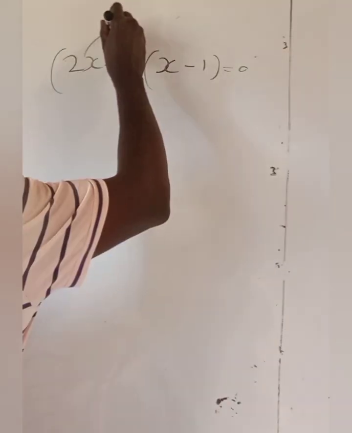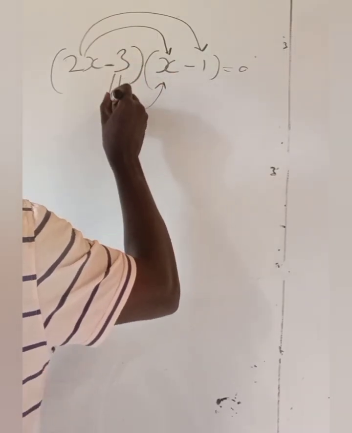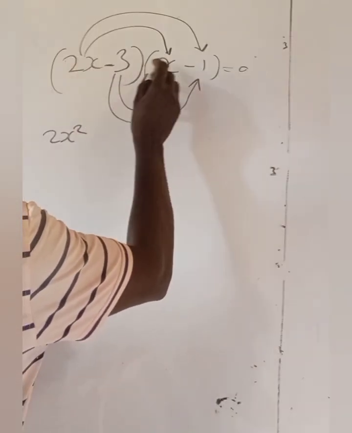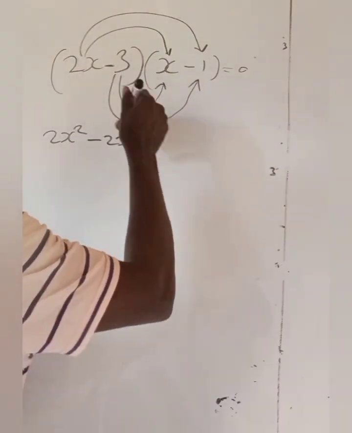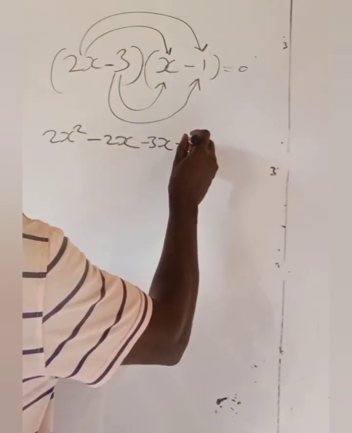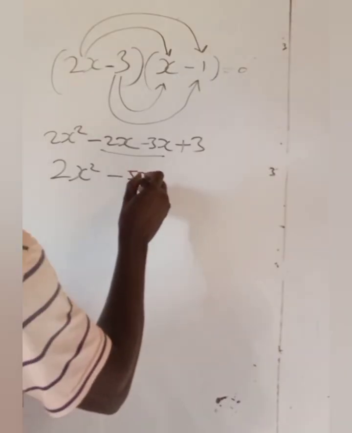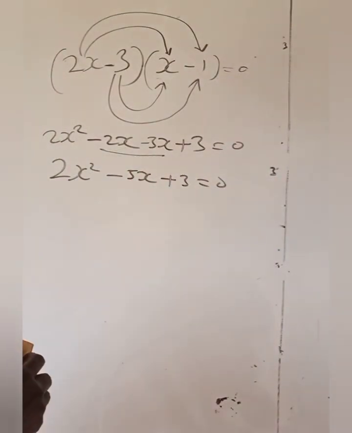Conventionally, we expand like this: we multiply this value by that, this value by that, and so on, so that we have 2x multiplied by x, we have 2x squared, and then 2x multiplied by negative 1, we have negative 2x. We have finished these two arrows. Now we are going to the down arrow. So we have negative 3 multiplied by x, we have negative 3x. Negative 3 multiplied by negative 1, we have positive 3. Then these values are similar. We have 2x squared minus 5x plus 3 is equal to 0. That's how we expand conventionally.